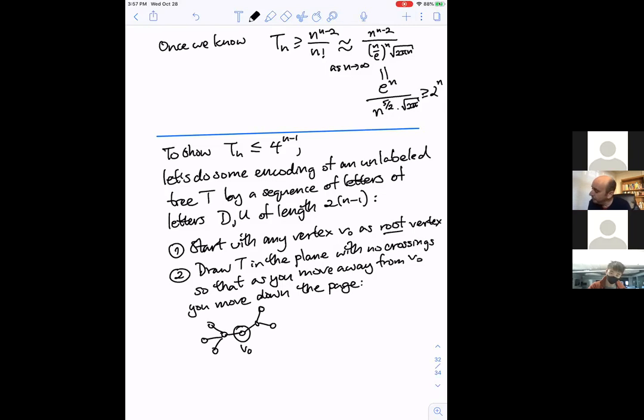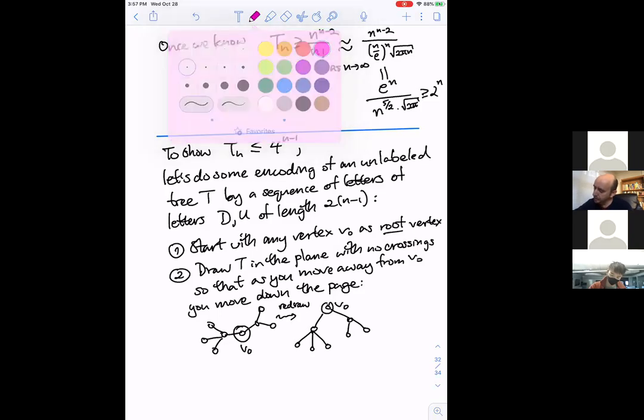It does not matter. And now what I do is I think about picking the tree up by that vertex V0. I put that at the top, and then I let everything else hang down below it, so that I move down the page as I'm moving away from V0. So you see what I did? I just redraw the tree. And now you start at V0, and I'm going to show you what you do.